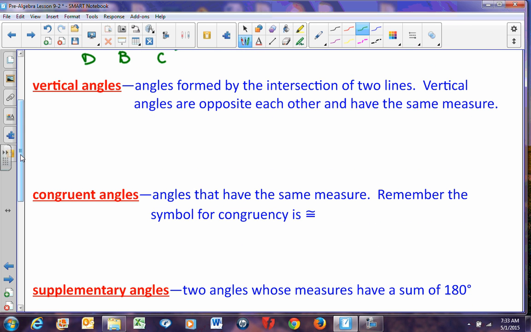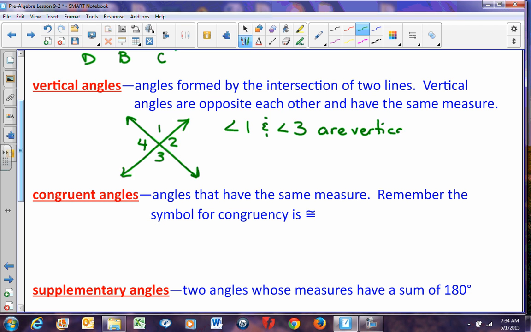Vertical angles are angles formed by the intersection of two lines, like so. Vertical angles are opposite of each other and have the same measure. Many times, vertical angles are labeled with numbers versus letters. For example, I might number these angles 1, 2, 3, and 4. Angle 1 and angle 3 are vertical angles. Their vertexes have to touch. And they're always opposite of each other. They are not adjacent to each other. Angle 1 and angle 2 are adjacent angles, but angle 1 and angle 3 are vertical angles, which also means angle 2 and angle 4 are also vertical angles.